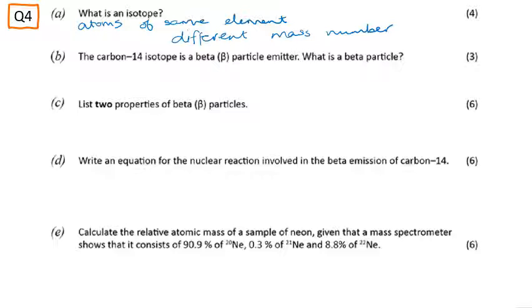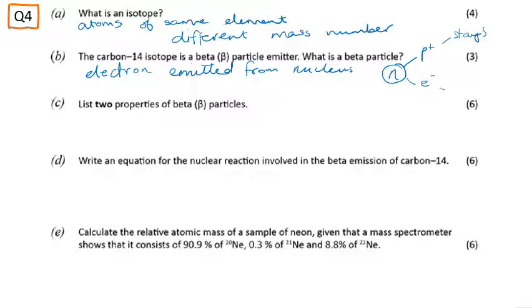B, the carbon-14 isotope is a beta particle emitter. What is a beta particle? A beta particle is an electron that has been emitted from the nucleus. Now, it's important to specify where it has come from because usually electrons don't come from the nucleus. Just as a bit of revision, a beta particle or beta radiation is produced when a neutron from the nucleus splits up into a positive proton and a negative electron. The proton stays in the nucleus, the electron is emitted.